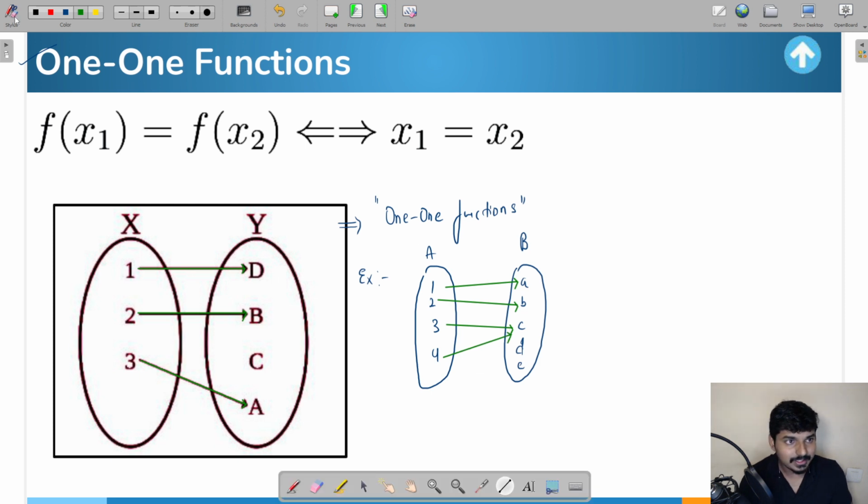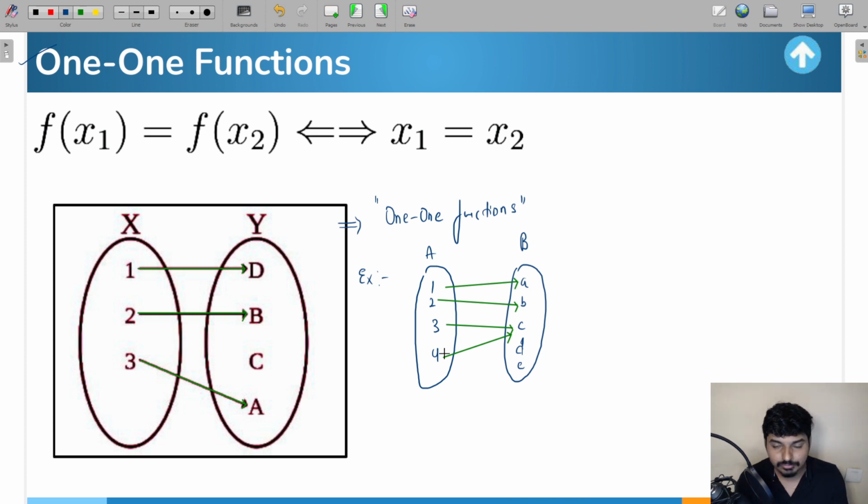Now in this Venn diagram, you can clearly observe that 3 and 4 have the same image, which is C. Will this be a one-one function? Definitely not, because as I told you, no two elements in the first set should have the same image in the second set. If they have the same image, then it is not a one-one function. So in this case, we can conclude that this is not a one-one function, and I can write down: not one-one function.